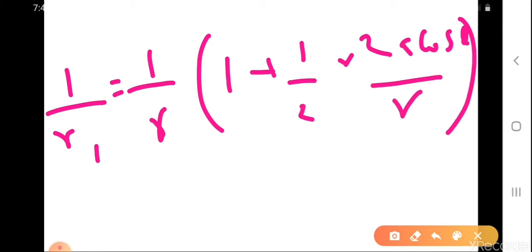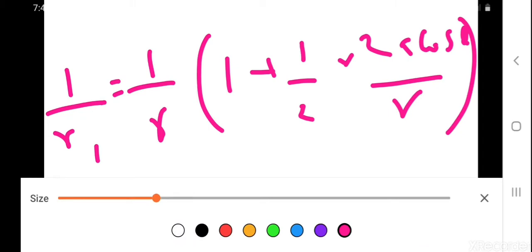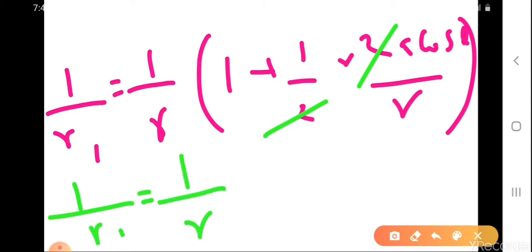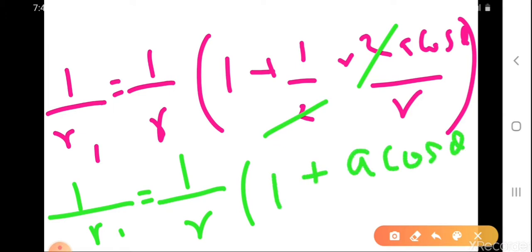2a cos theta by r will be there. Here the 2 and 2 will be cancelled. What will be remaining? 1 by r1 is equal to 1 by r into 1 plus a cos theta by r. Time to time you have to see your notebook also.